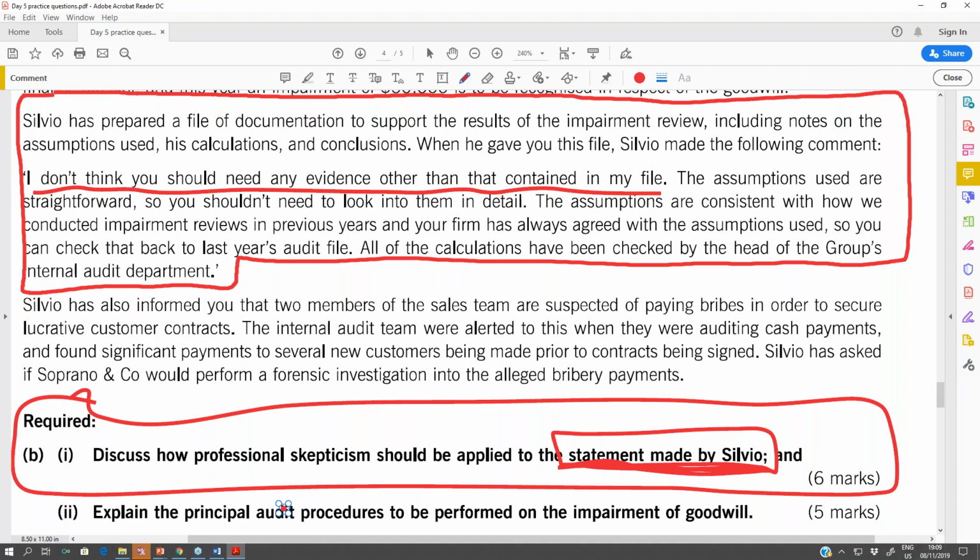Do you believe the auditor has a responsibility of accessing every information and explanation? Can anyone stop the auditor? Can anyone limit the auditor? So should we be skeptical about the very first statement? I don't think you need any evidence other than that contained in my file.